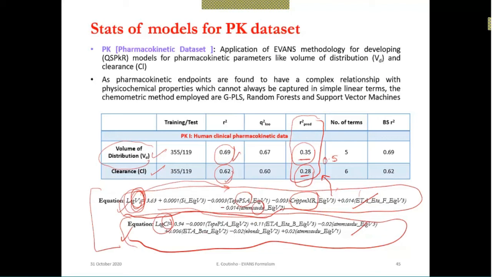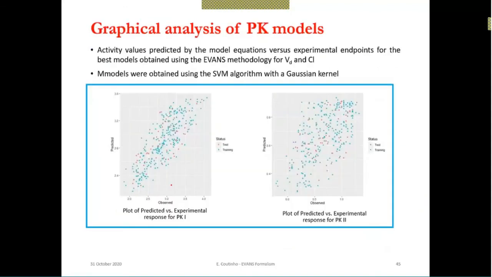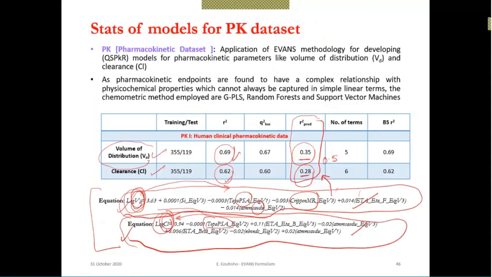Likewise, you can see that we have a model for the clearance and the different physicochemical properties. Again, for clearance, we have the topological polar surface area which correlates to the clearance. Such models, which give you insight into how the physicochemical properties are related to pharmacokinetics, are very rare to see in the literature. I must also say that in order to do this pharmacokinetic modeling, we had to resort to a lot of non-linear modeling. So we use GPLS, random forest, and support vector machines in order to build some of these models.